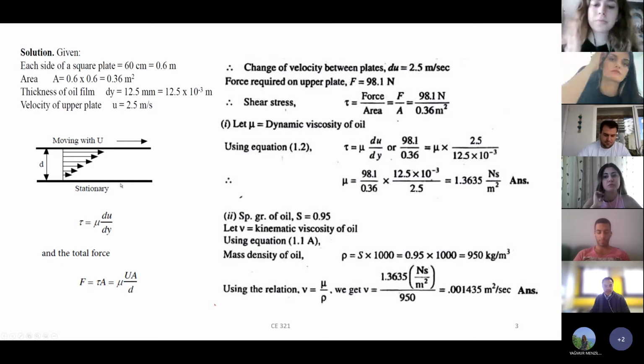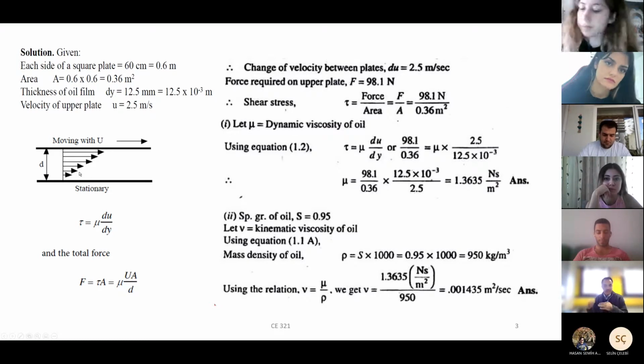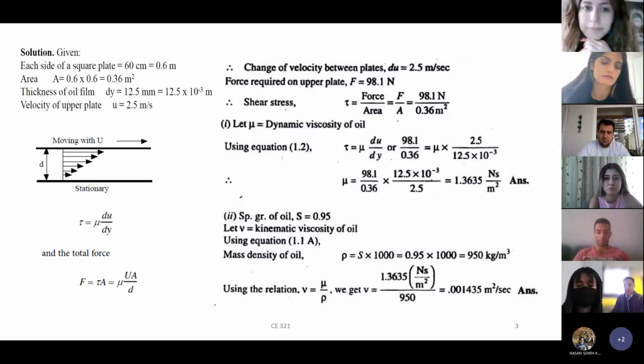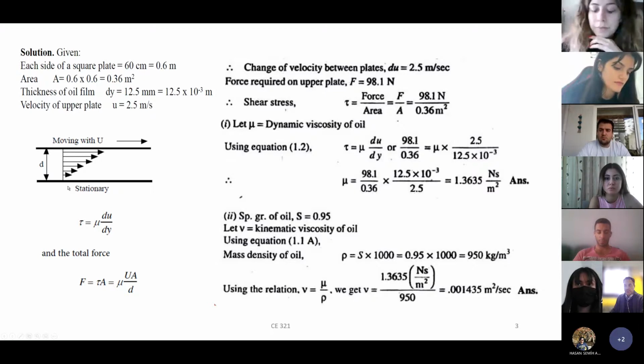And the question says the lower plate is stationary, the upper one moves. So we already talked that when a liquid moves, we can assume that several layers of liquid move one above each other. So if this upper plate moves as a result of the given force, therefore this layer of water moves. Then the second layer moves, the middle one, and at the bottom, we said that the bottom layer never moves because of non-slip condition.